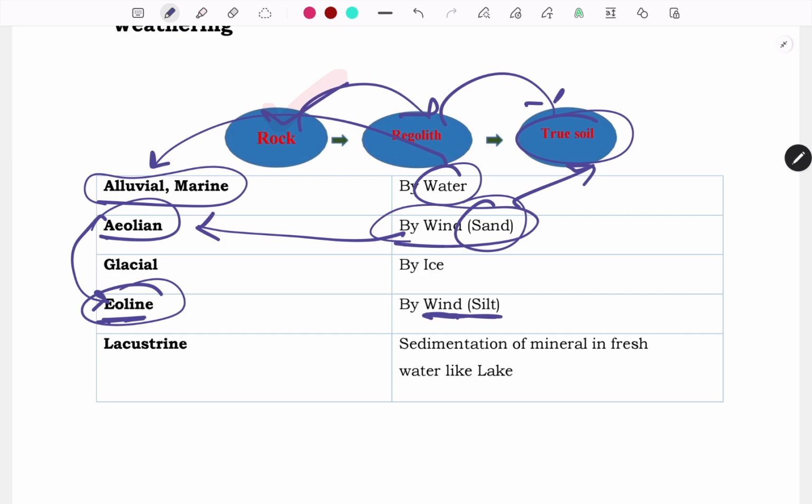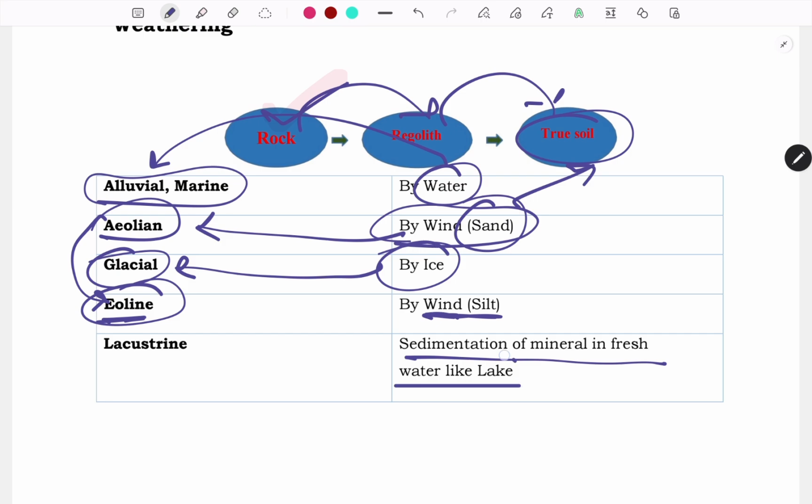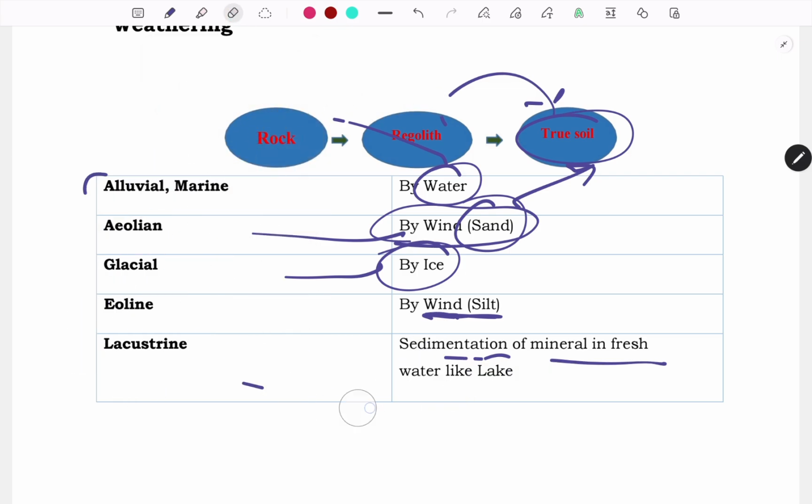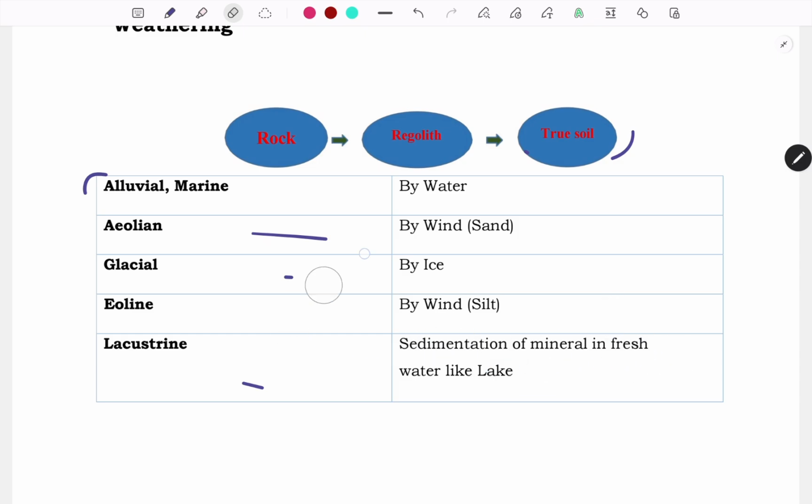Then the third one is, if the rock gets weathered by ice, then it is called glacial. When there is sedimentation of minerals in fresh water like lakes, then it is called lacustrine. These are some of the important terms you remember. I hope you got the point.